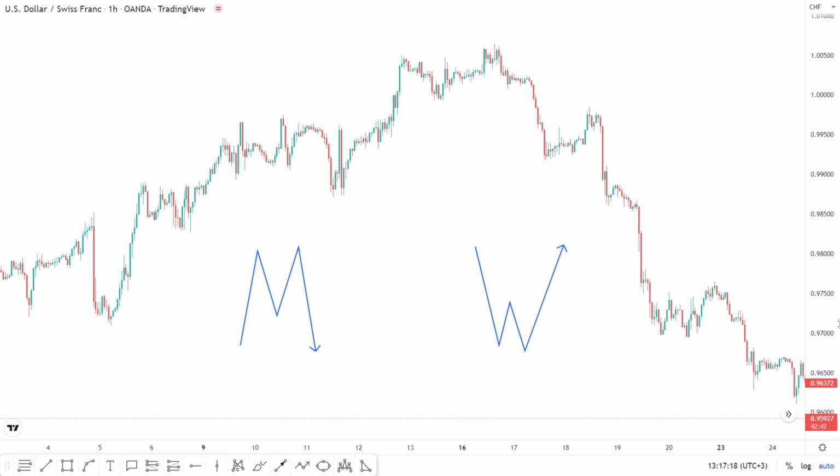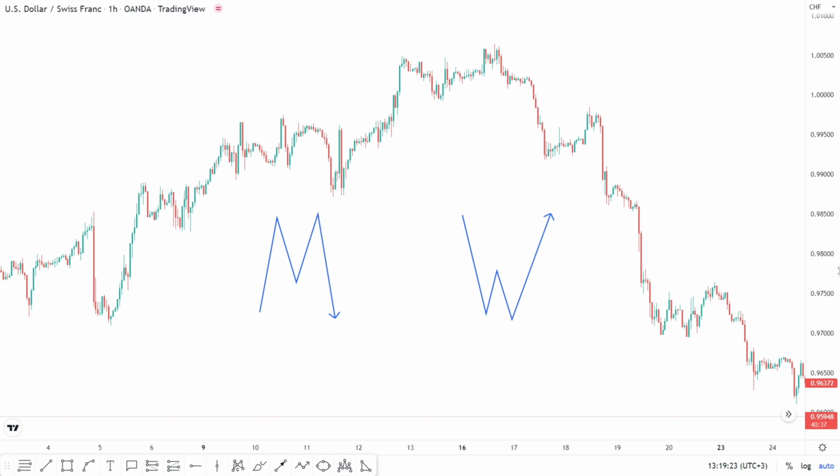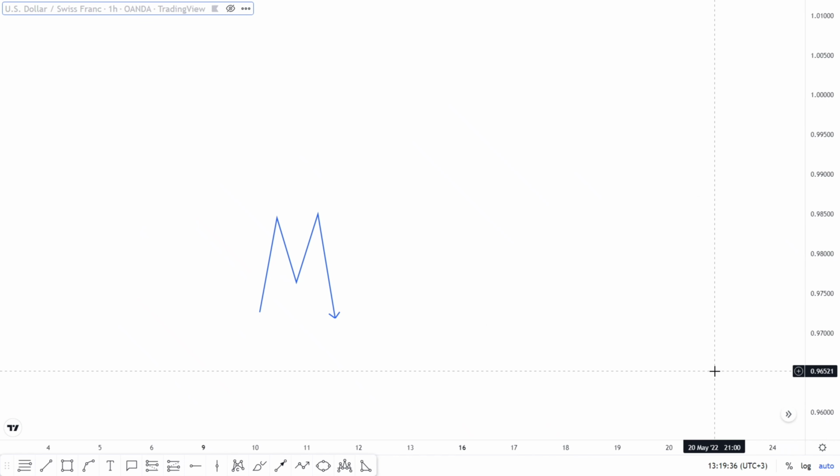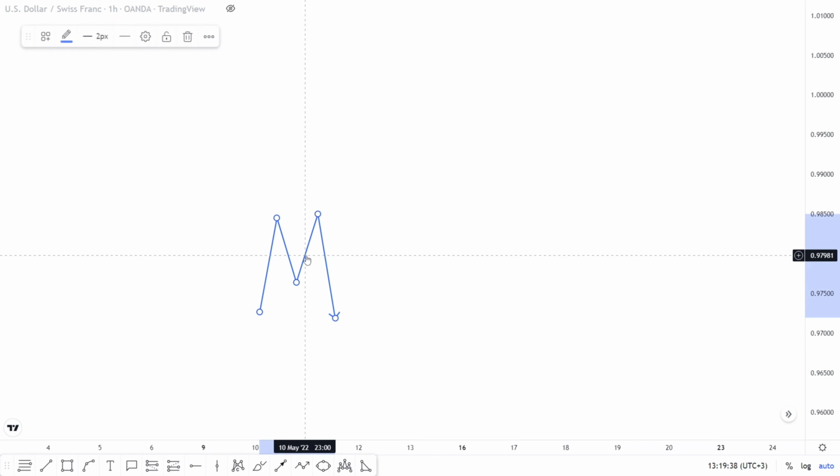So I want to teach you to trade the M and W pattern in the very correct way to make sure that you increase your chances of winning whenever trading these patterns. Ideally, this is how the M and W patterns look like. This is the M, this is the W. So in this video, I'm just going to start with the M pattern. So I'm going to focus on the M pattern and first teach you how you trade the M pattern. So this is how the M pattern looks like.